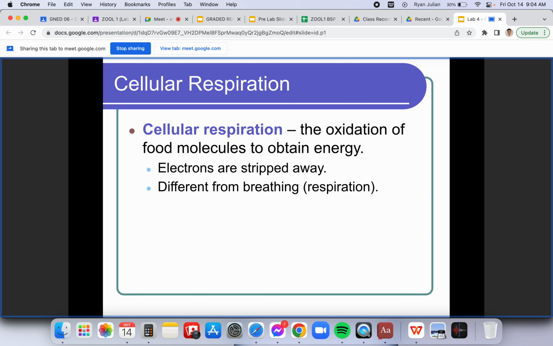Okay, for the last part of our pre-lab discussion, it is all about cellular respiration. This is where the oxidation of food molecules is conveyed to obtain energy. Electrons are stripped away, and it is different from breathing or respiration, wherein gas exchange is highly involved.